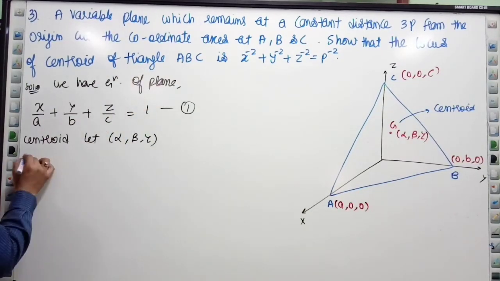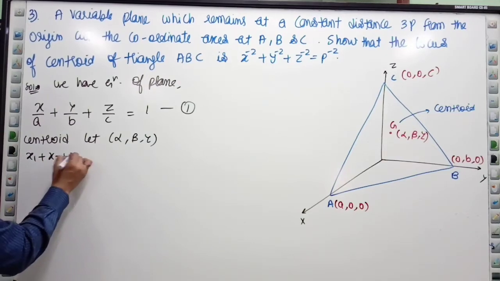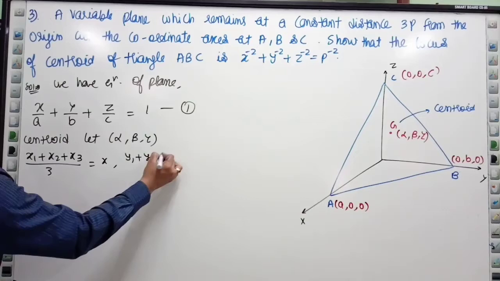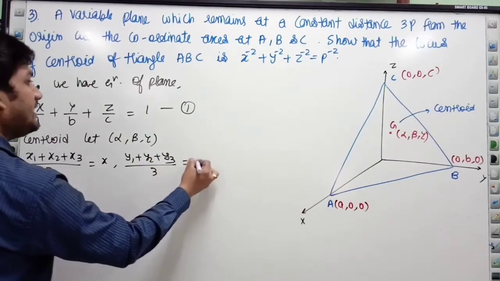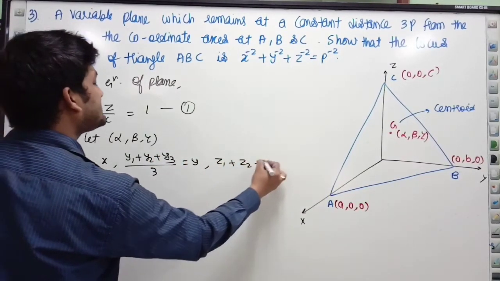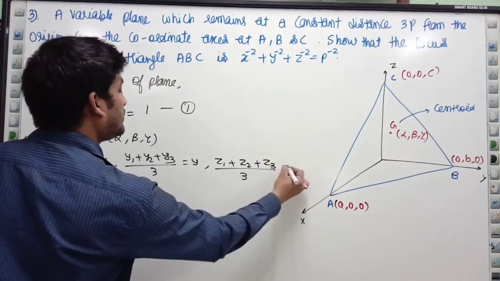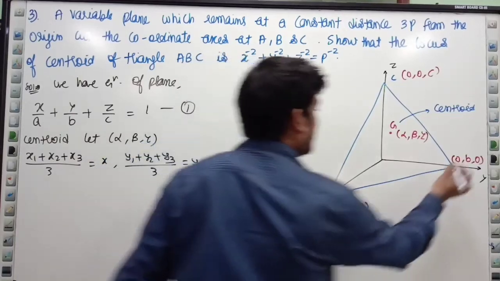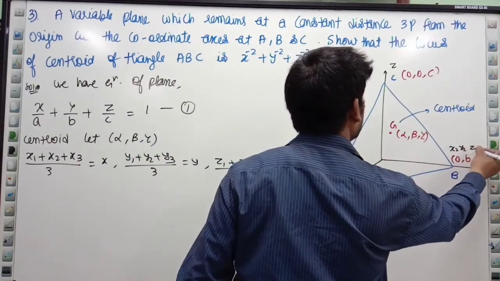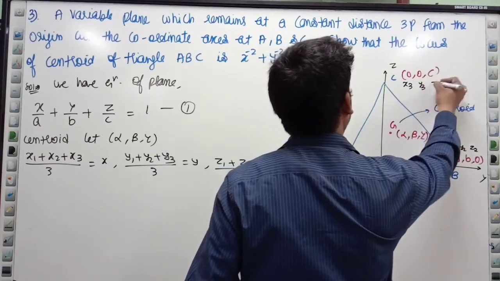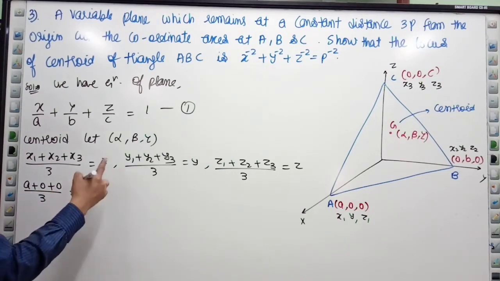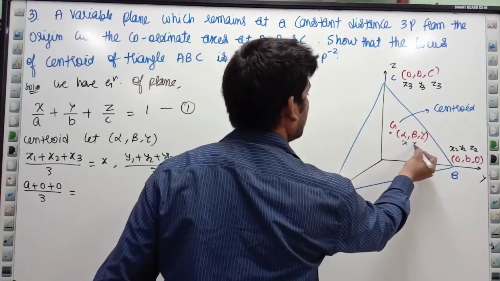What is the formula for centroid? x1 plus x2 plus x3 by 3 equal to x. y1 plus y2 plus y3 by 3 equal to y. z1 plus z2 plus z3 by 3 equal to z. What is this? x1 y1 z1, x2 y2 z2, x3 y3 z3. So x1 plus x2 plus x3 by 3 equal to what? This is x y z.